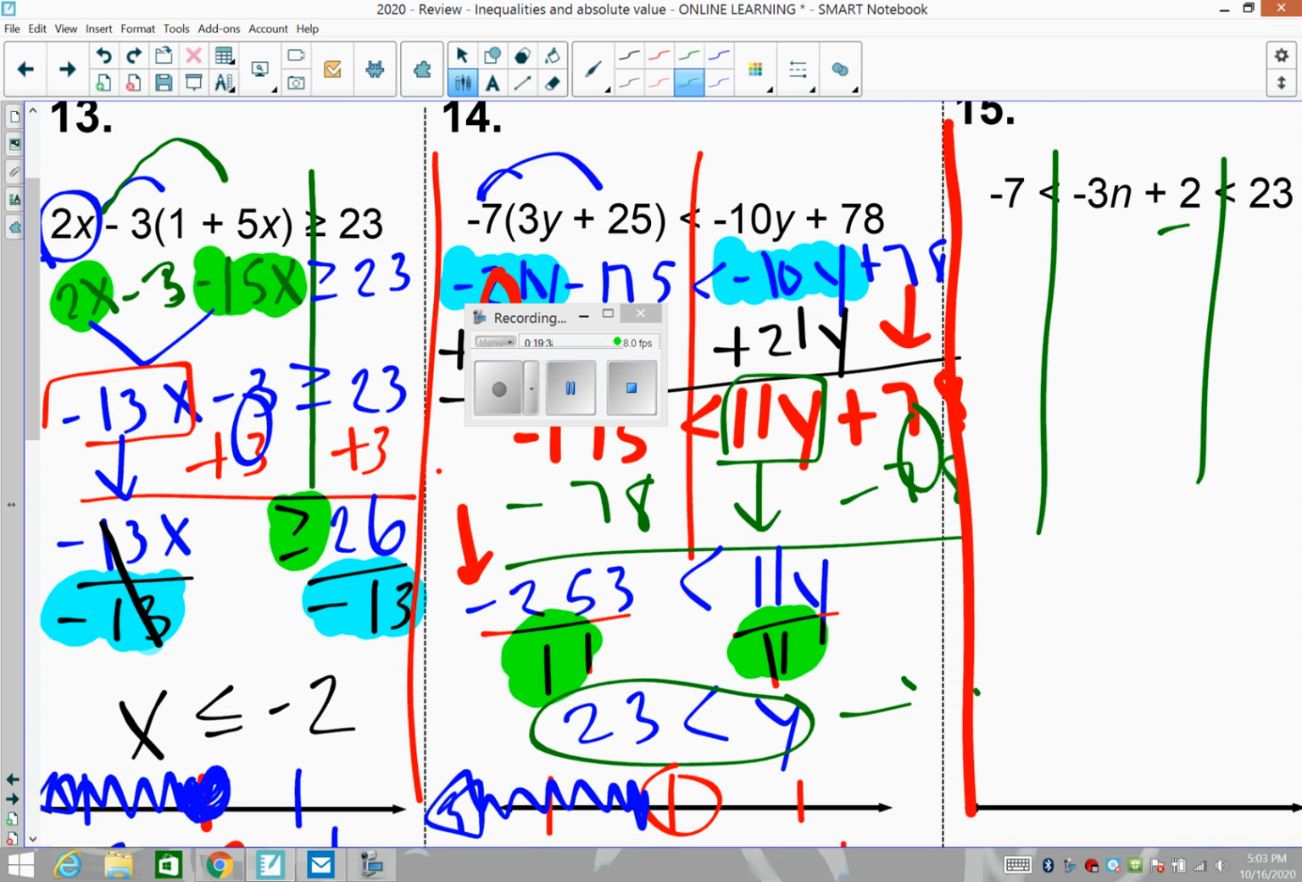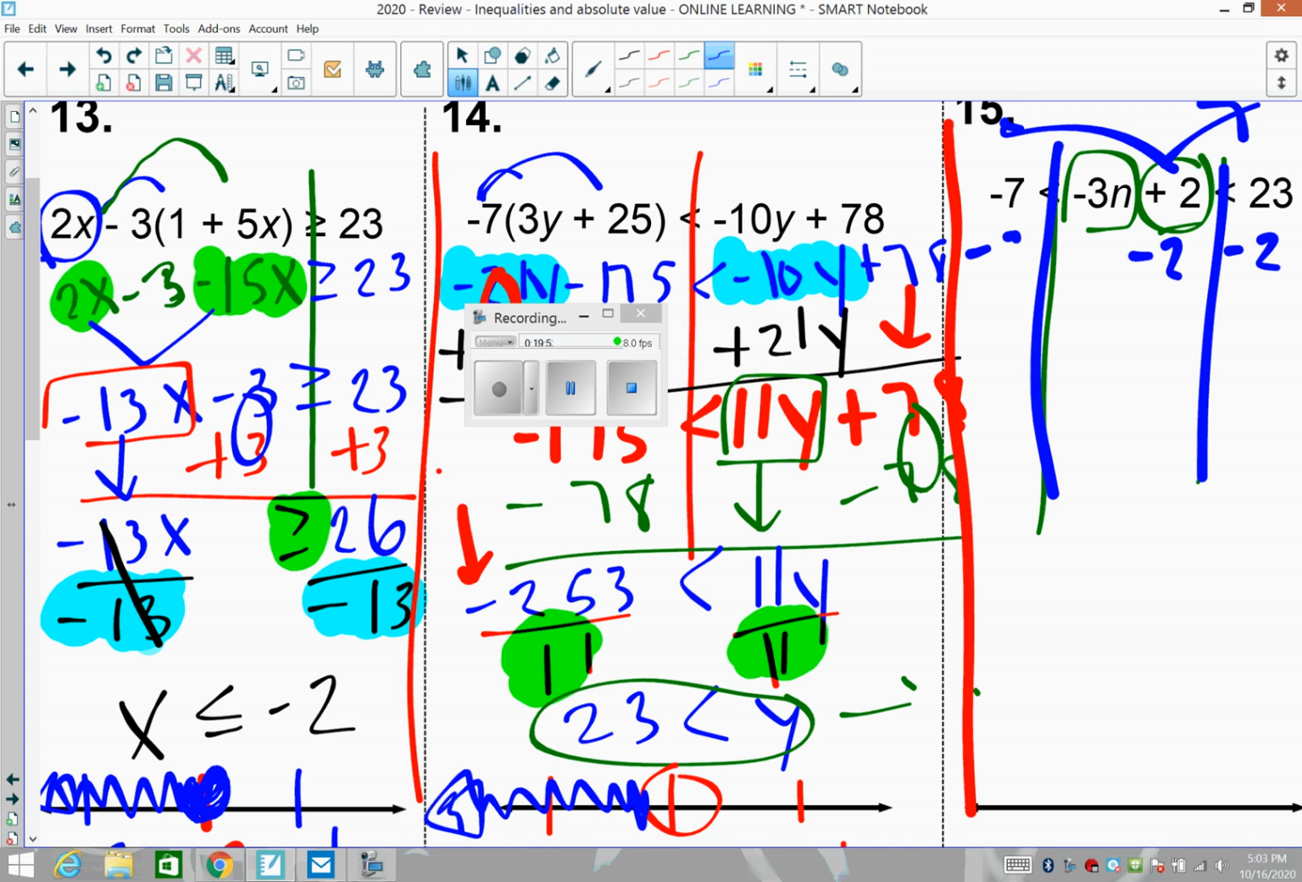So we have this n that's stuck in there, which means this positive 2 has to move out, but it has to move over both fences this time because of the double inequality. We have 2 fences. So we're going to subtract 2, copy, paste. So we end up with negative 9 is less than negative 3n, because that became 0, is less than 21.